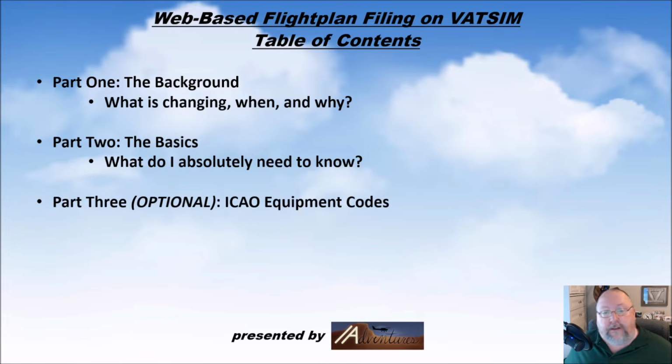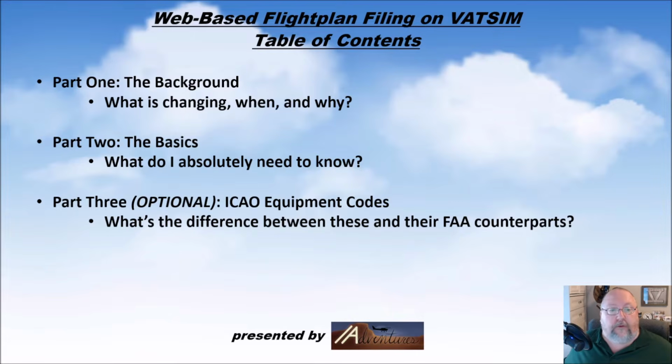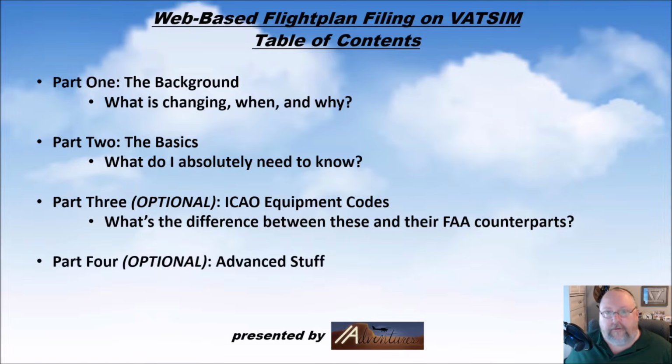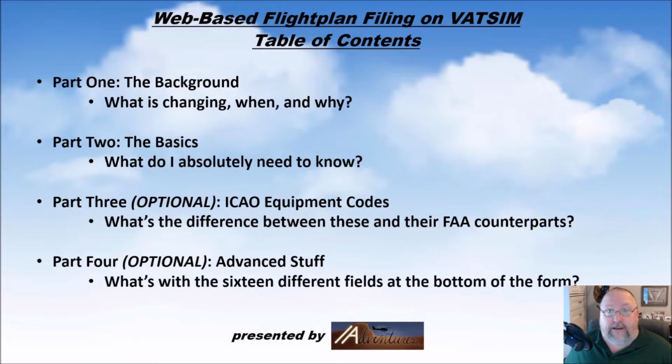Third, we'll go over the ICAO equipment codes, and we'll talk about how they're different than the single-letter FAA code that you might be using up until now. And then finally, we'll go over some advanced stuff that you really don't need to know, but there's 16 different fields at the bottom of this flight plan page. You don't need to fill them out, but you might be interested to know what goes in there. We'll talk about it. You can decide whether or not you want to use that information.